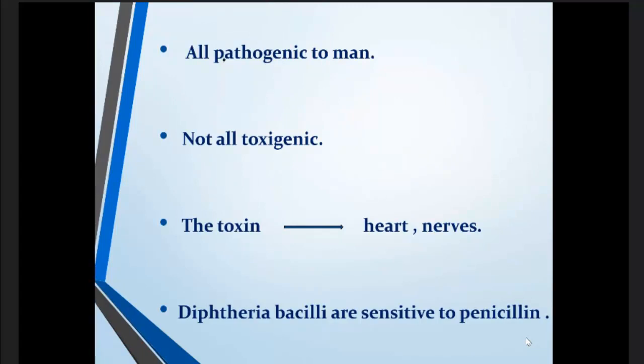The toxin of this microorganism can reach the heart, leading to myocarditis, or the nerves, causing neuropathy or neuritis, and then paralysis. Diphtheria bacilli are sensitive to penicillin, and they can also be killed by chemicals and heat.